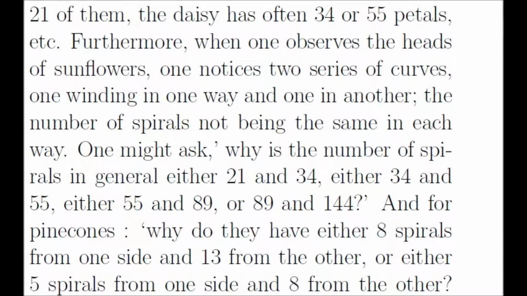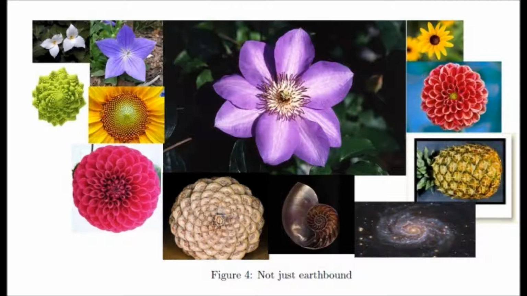Furthermore, when one observes the heads of sunflowers, one notices 2 series of curves, one winding in one way and one in another, the number of spirals not being the same in each way. One might ask, why is the number of spirals in general either 21 and 34, either 34 and 55, either 55 and 89, or 89 and 144?